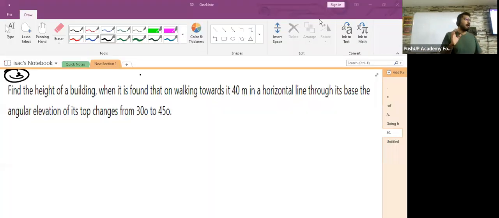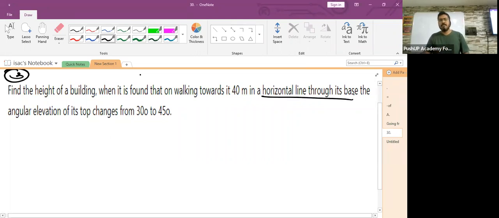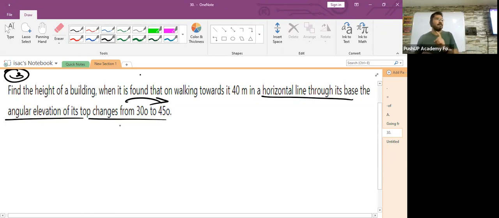Those who need help in the third one: find the height of a building when it is found that on walking towards it 40 meters in a horizontal line through its base, I told you, horizontal line through its base means you are walking on the ground. The angular elevation of its top changes from 30 to 45 degrees. Again, the same phrase has come, children, from 30 to 45 degrees.